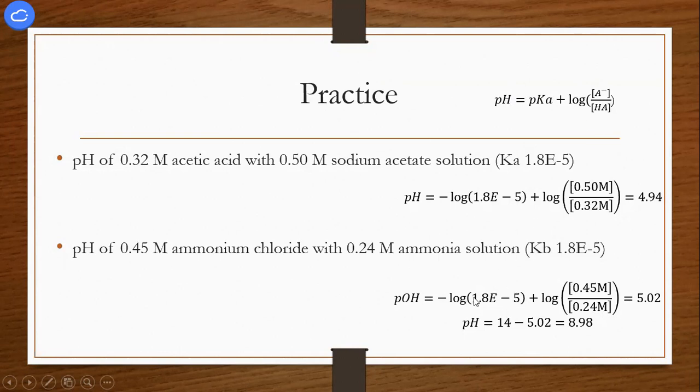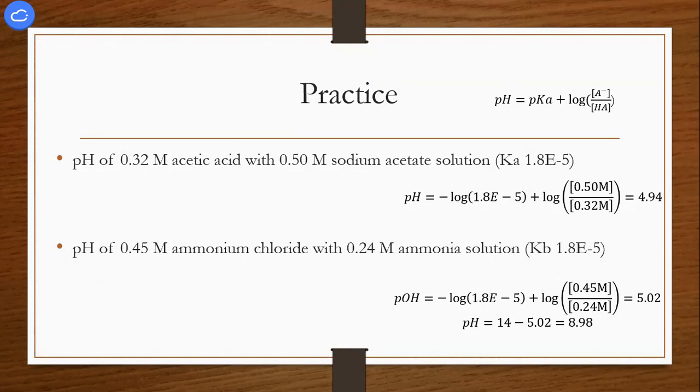So with this in mind, we can do this pOH: negative log of 1.8 times 10 to the negative fifth. That's 4.74. There's the ammonia, base on bottom, acid on top, 0.24, 0.45. We get a pOH of 5.02. And because I asked for pH, you have to subtract it from 14 to get 8.98.